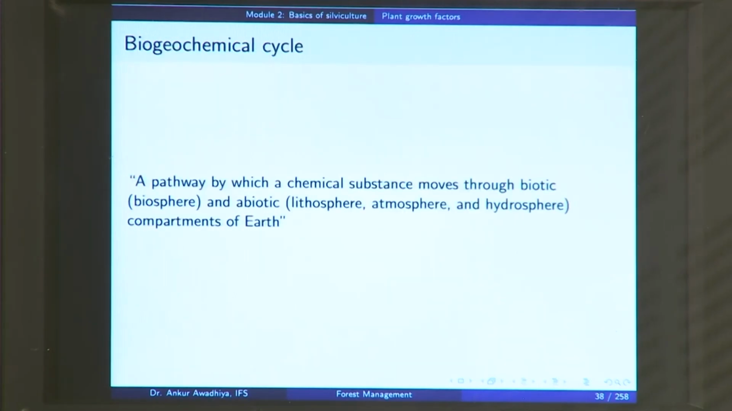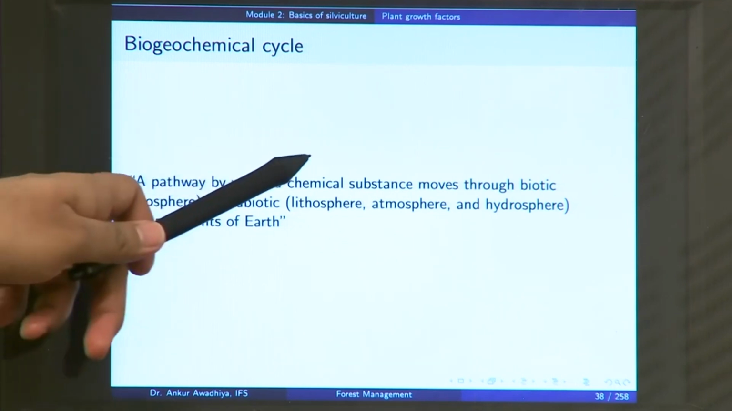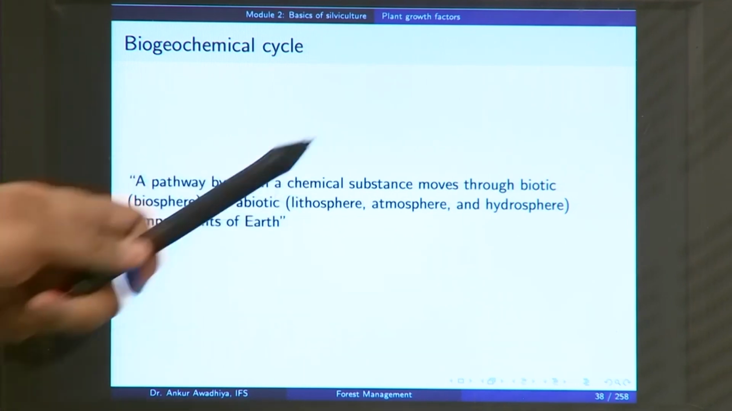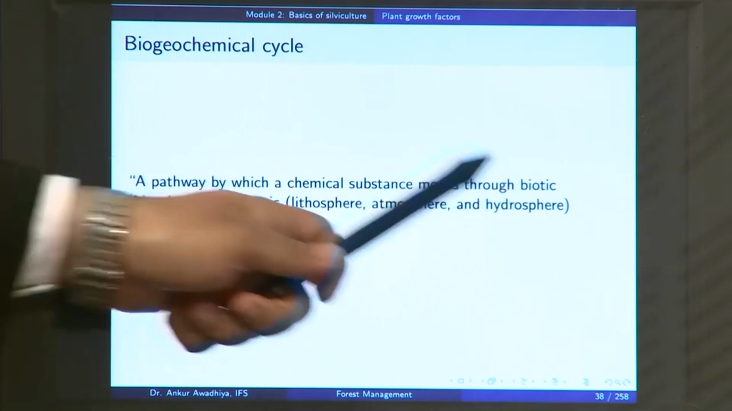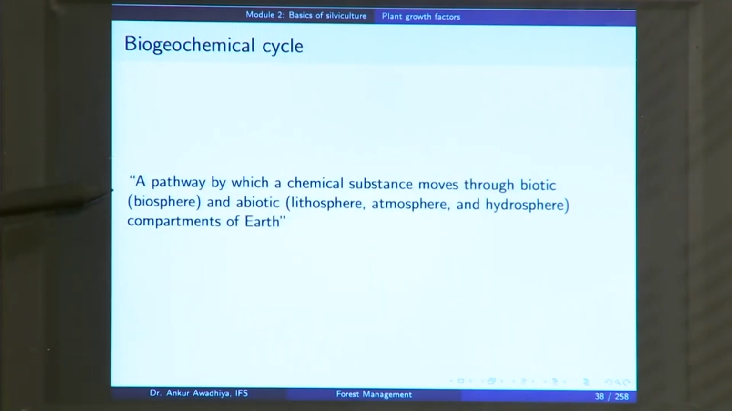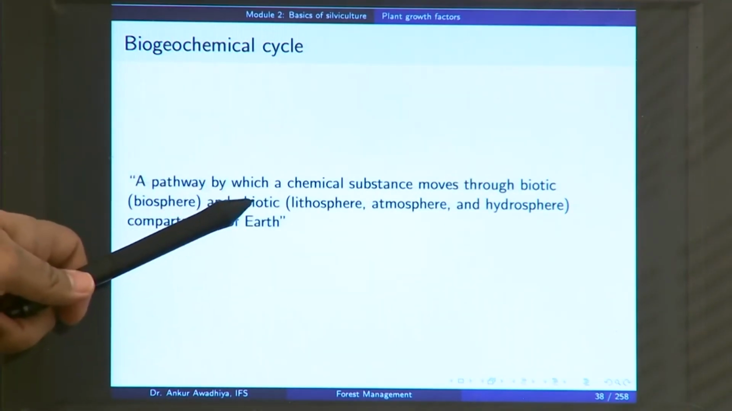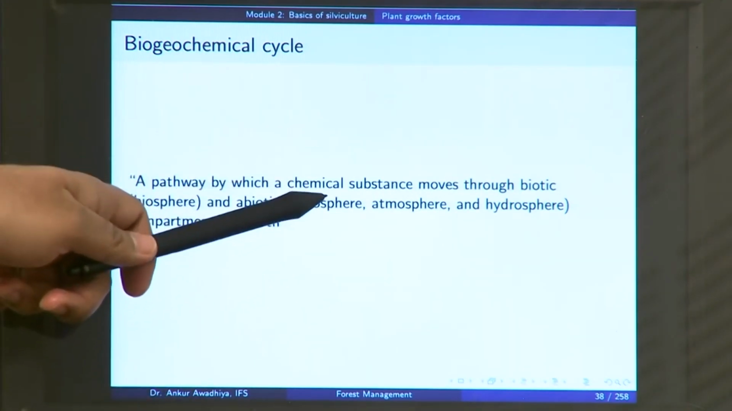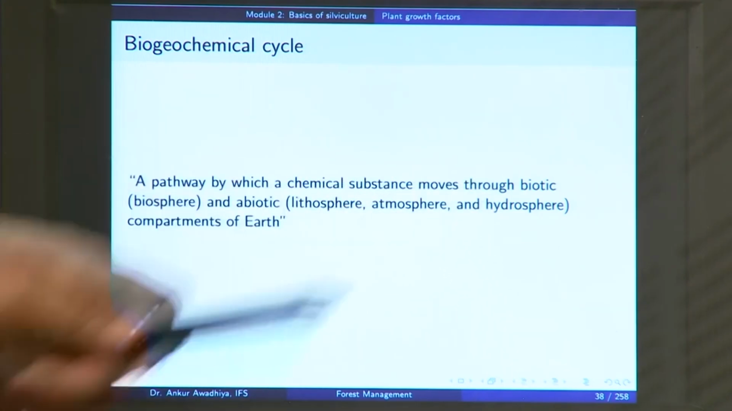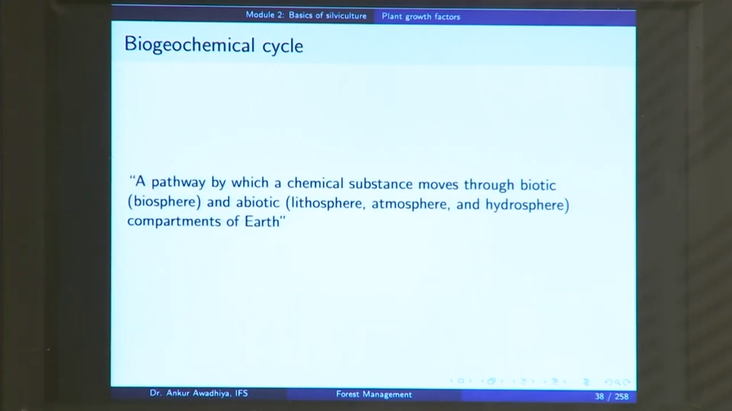Now, a biogeochemical cycle is defined as a pathway by which a chemical substance such as nutrients moves through biotic, that is the living portion or the biosphere, and the abiotic or the non-living portion, which comprises of lithosphere, atmosphere and hydrosphere compartments of the earth. So, your nutrient is moving through the bio portion, the living portion, and the geo portion, which is the earthy portion.